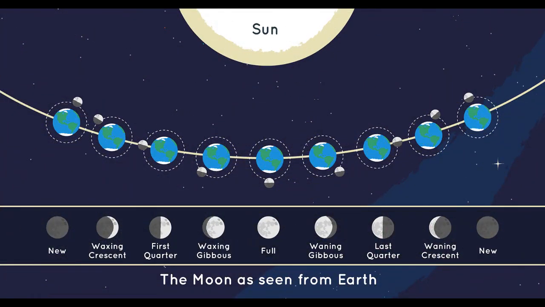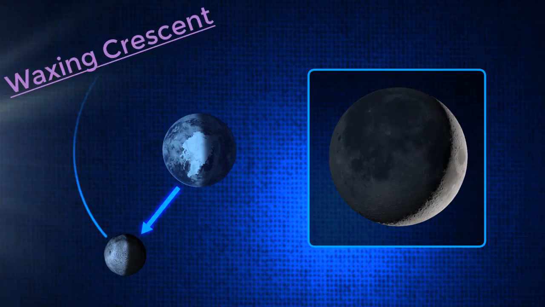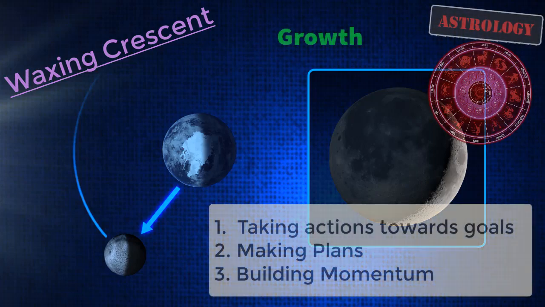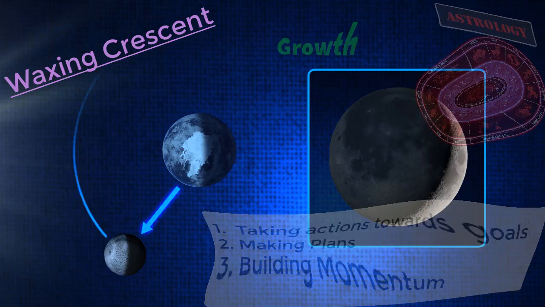The next phase would be waxing crescent. This is the phase of the moon when it starts to become visible again after the new moon. It appears as a thin crescent in the sky. This is a time for taking actions towards your goals, making plans, and building momentum.